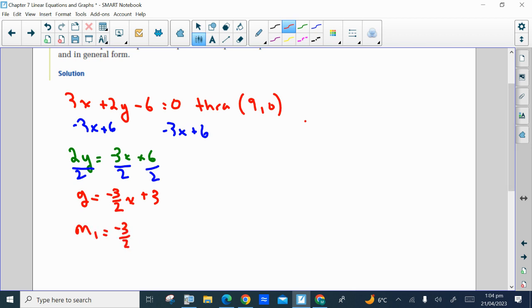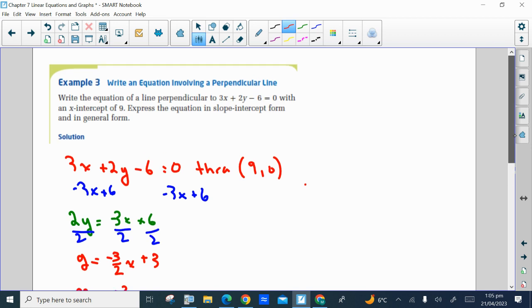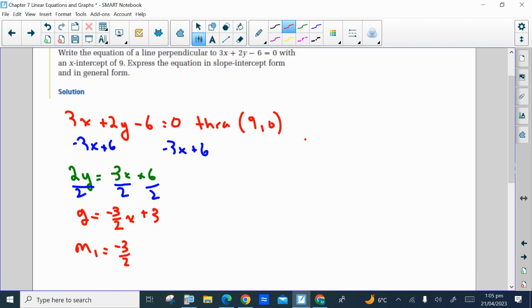So the line that we want to write is perpendicular to that. So what will the slope of that line be, Princess? If the first line has a slope of negative 3 over 2, and our line is perpendicular to that, what must its slope be? Positive 3 over negative 2?